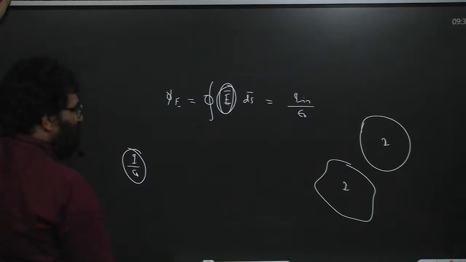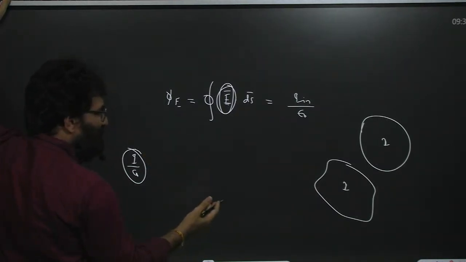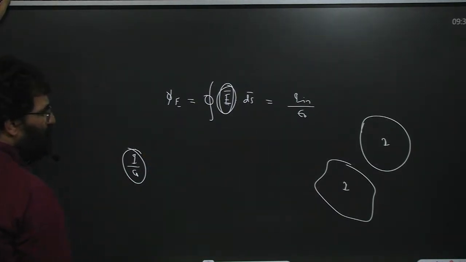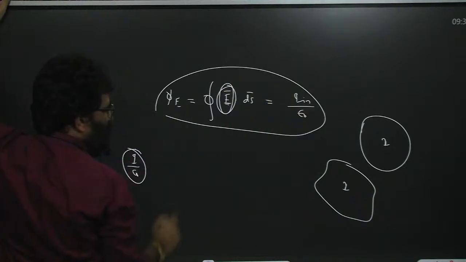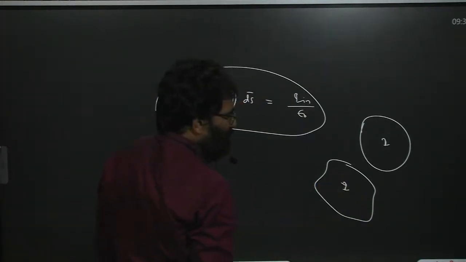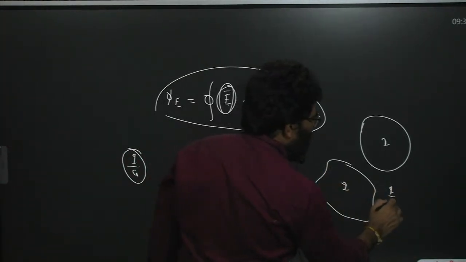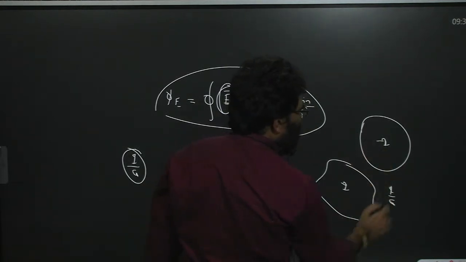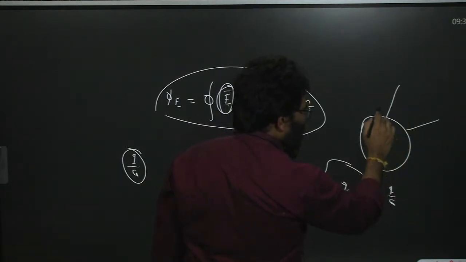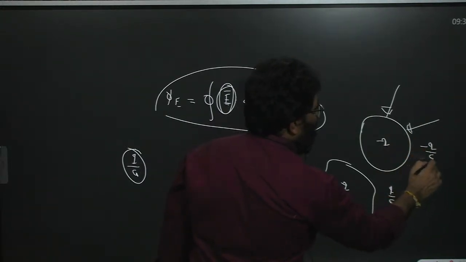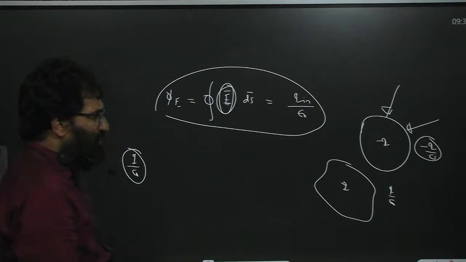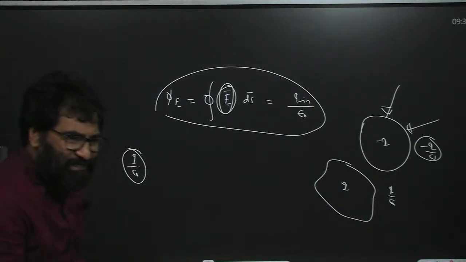Flux is defined as the number of field lines crossing per unit area. Just we are finding flux. You remember this: how much flux is passing through this one? Due to this one, Q by epsilon naught. If it is a negative charge, the field lines terminate on it, so the flux is minus Q by epsilon naught. Flux is a number only.